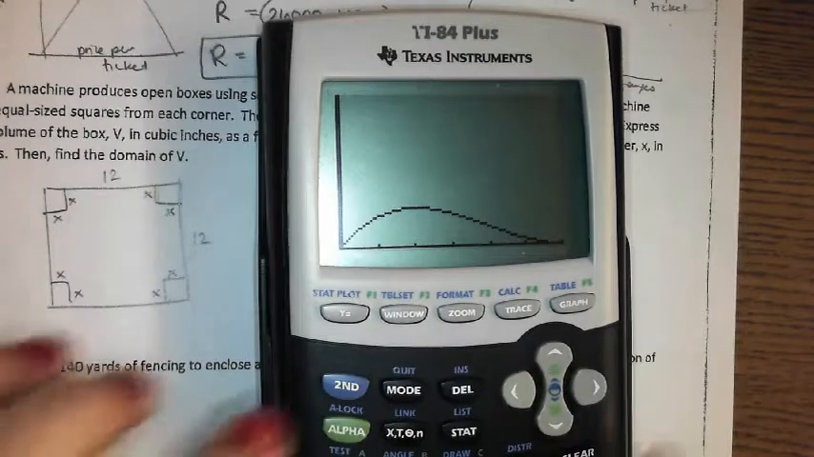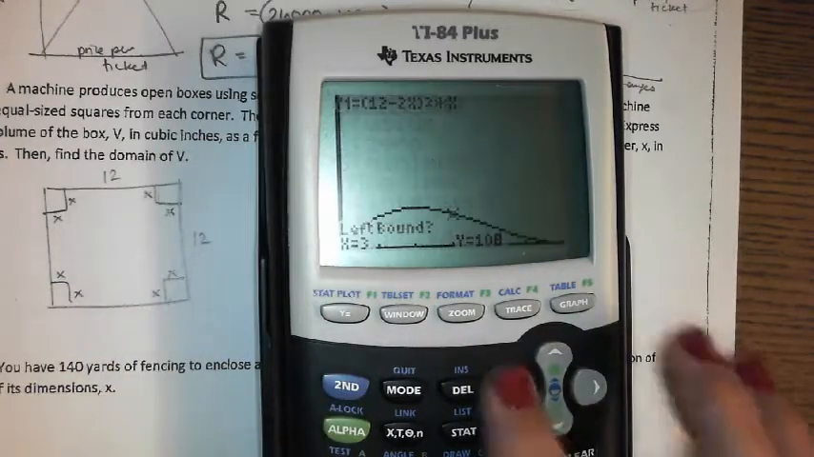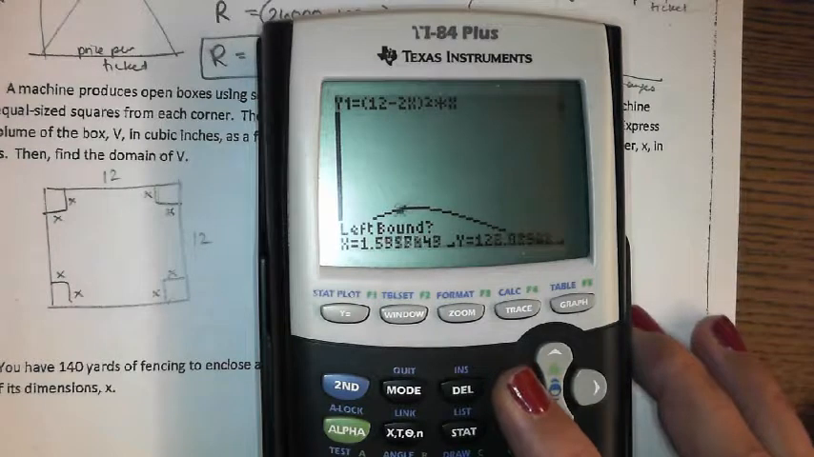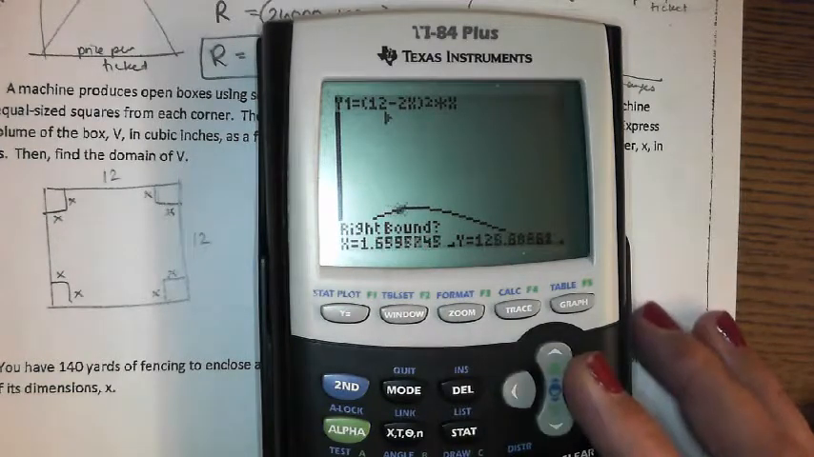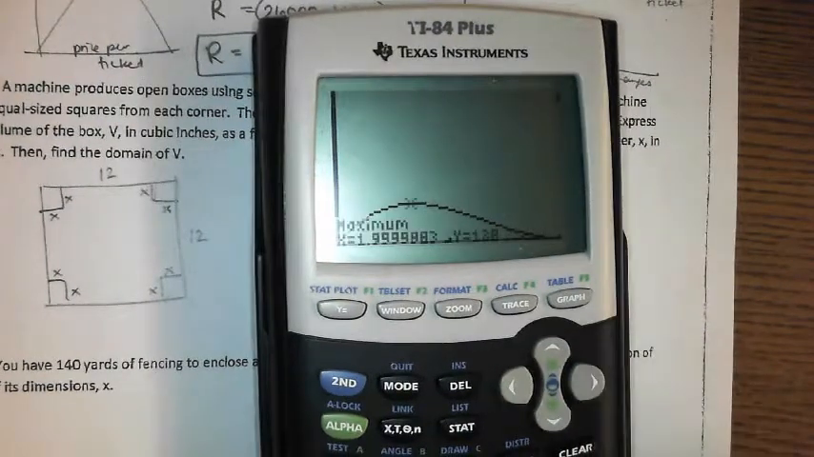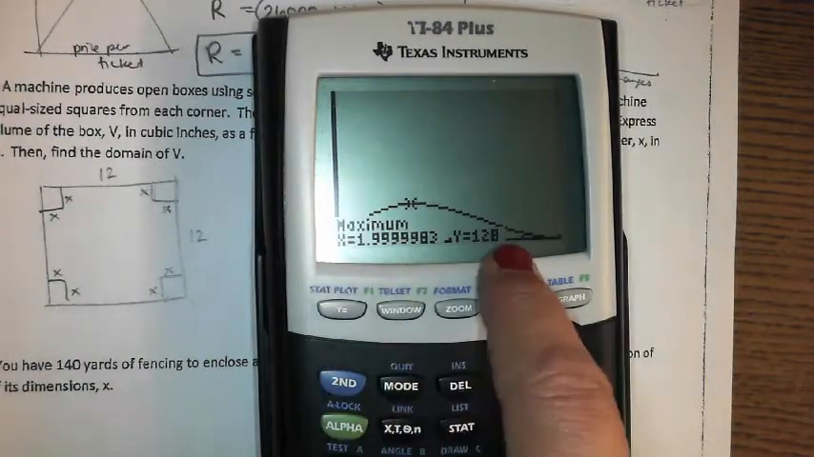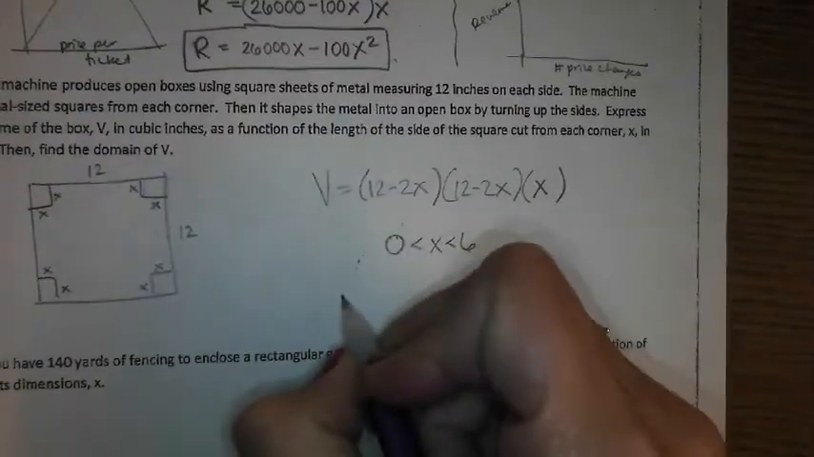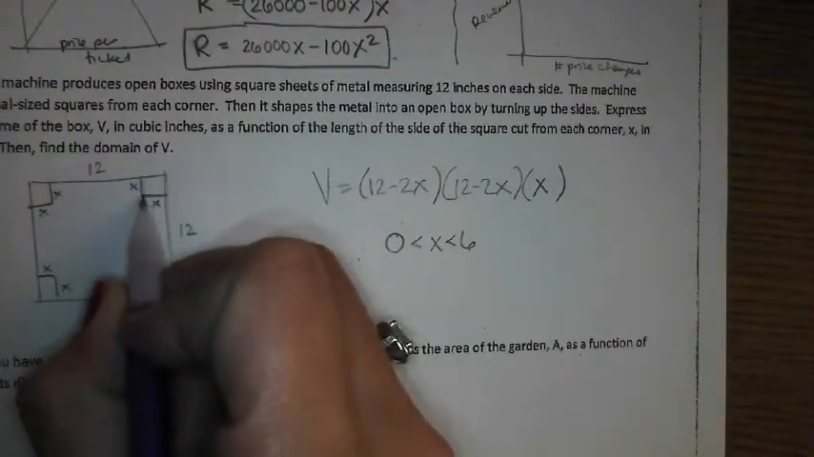So to find the vertex of this, to maximize, we just do second trace, maximum, left bound. Do you guys know how to find the maximum on your calculator? Right bound, enter. 2, 128. So the way to maximize would be to only cut 2 out.